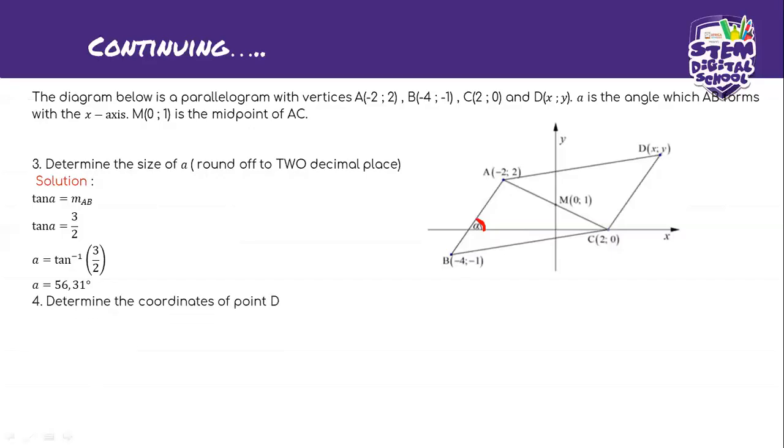Now let's see the next question. Determine the coordinates of point D. Where is point D? Here is our point D. We don't have the coordinates now. Now, we are going to learn how we determine those coordinates, right? Let's see what we have.